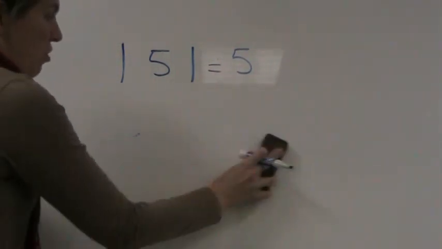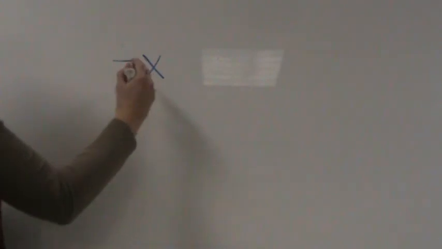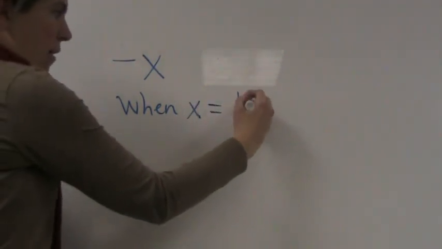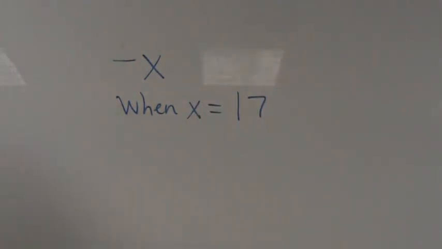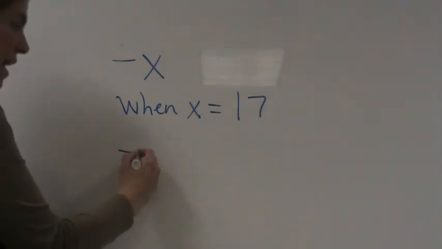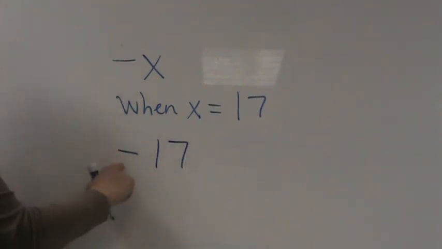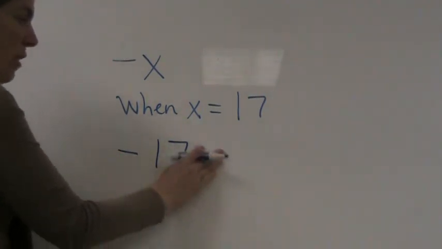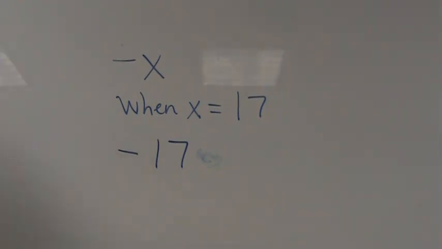Another type of problem that you're going to find on the exam is where it's going to ask you to find negative x when x equals a certain number. So the negative tells us that is the opposite of whatever number you have for x. So in this case, the negative of x would be the opposite of 17, which is negative 17. So our answer here is simply negative 17.